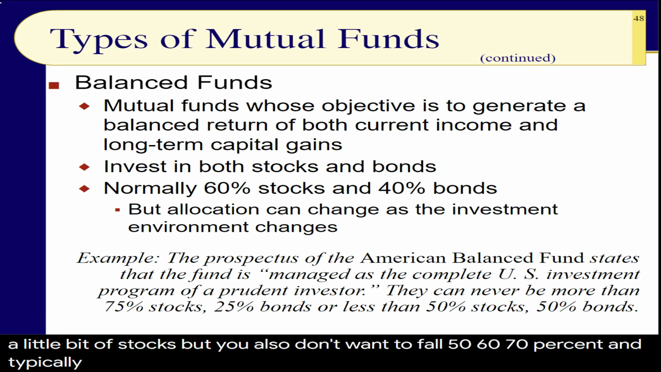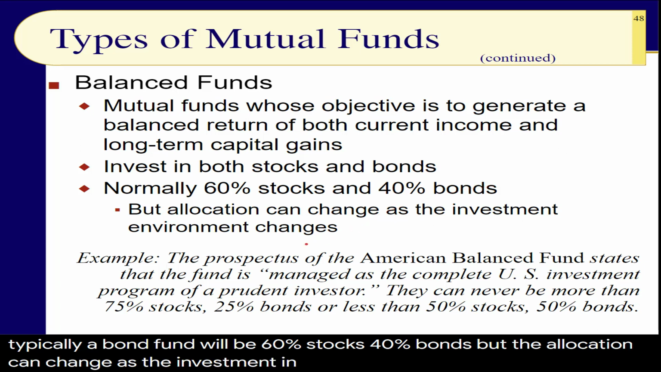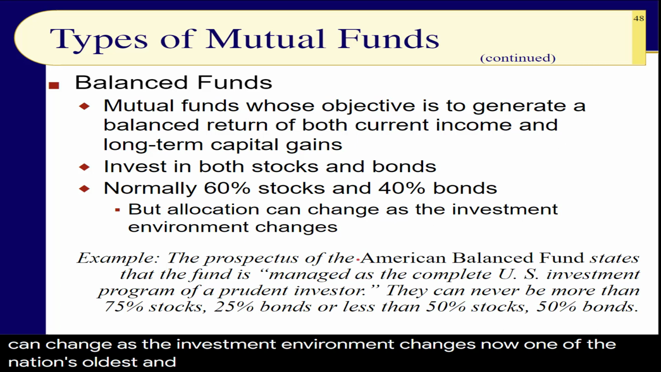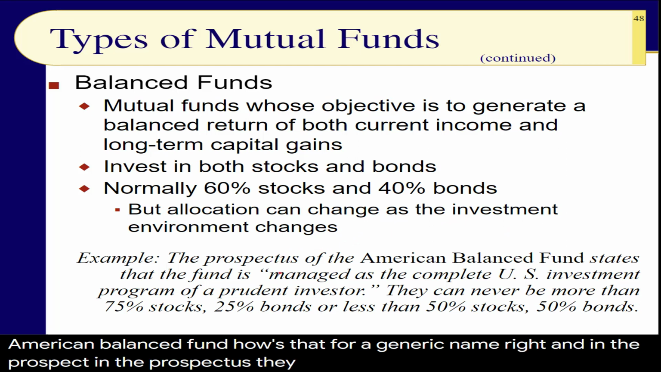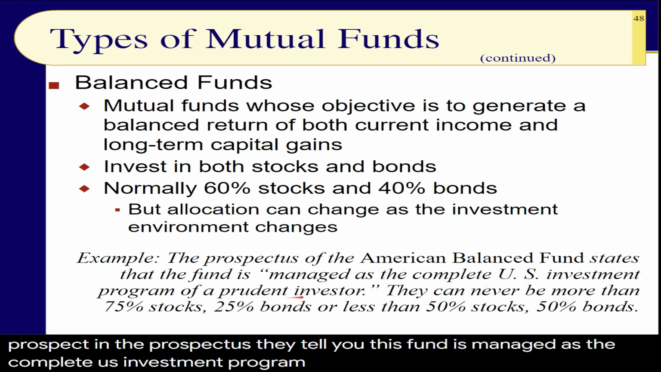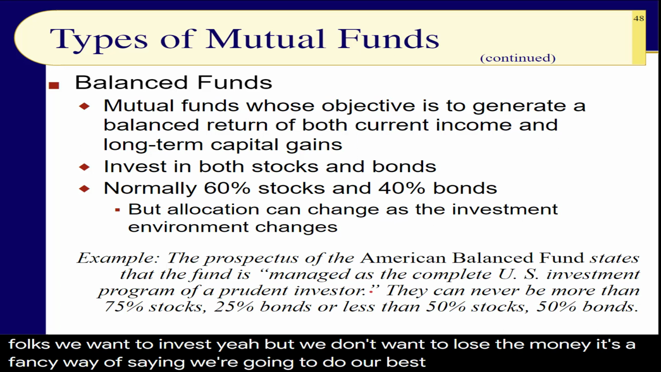And typically, a balance fund will be 60% stocks, 40% bonds, but the allocation can change as the investment environment changes. Now, one of the nation's oldest and most successful balance funds is called the American Balanced Fund. How's that for a generic name, right? And in the prospectus, they tell you this fund is managed as the complete U.S. investment program of a prudent investor. In other words, folks, we want to invest, yeah, but we don't want to lose the money. That's a fancy way of saying we're going to do our best to do capital preservation.